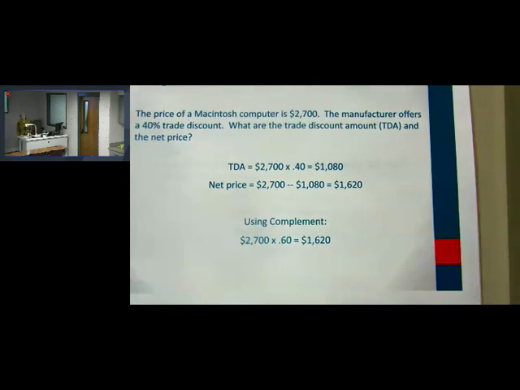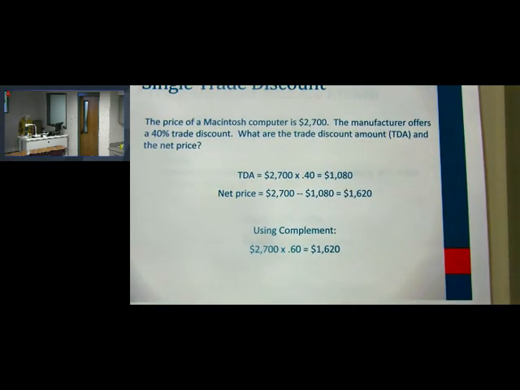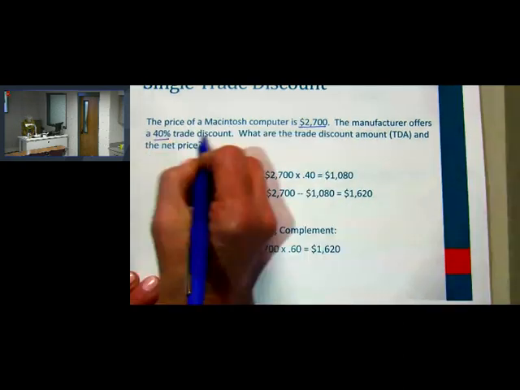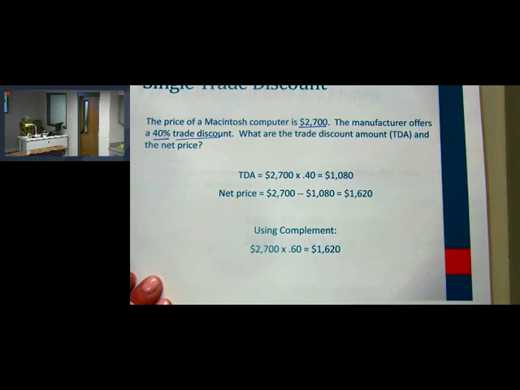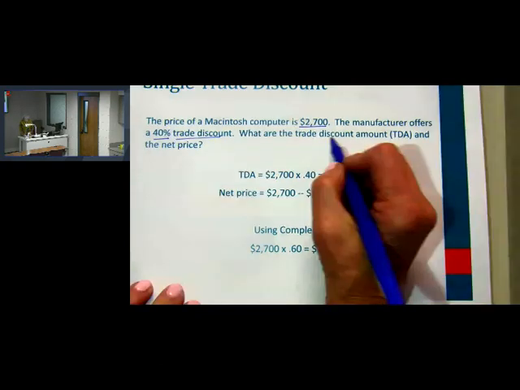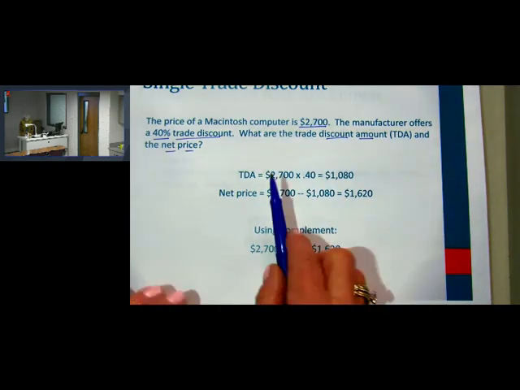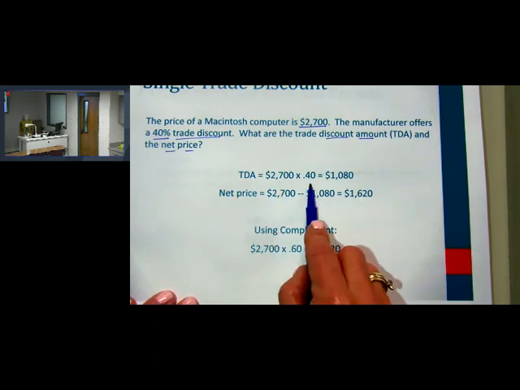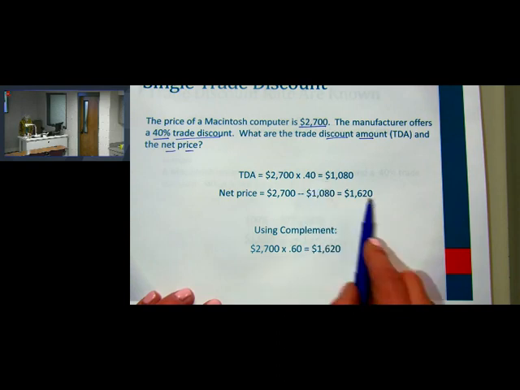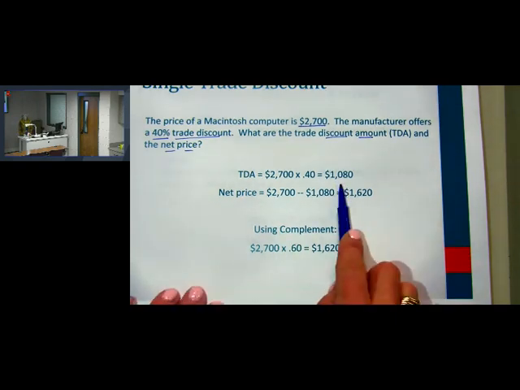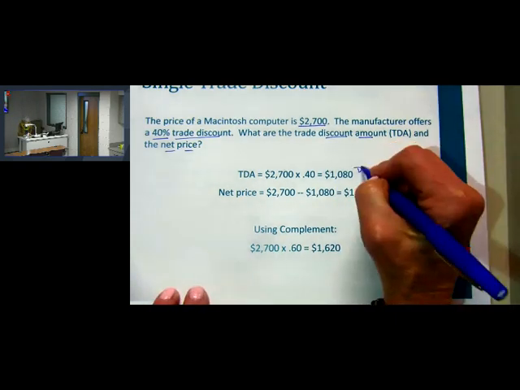So once again, here's the same thing. This is an example of what I just talked about. Again, we have this list computer. The computer is $2,700. They're offering a 40% trade discount. And we want to know two things. We want to know what the discount amount is, and we want to know what the net price is. The simple part, again, take your list, which is $2,700, times your discount rate of 0.40, multiply them together, and we know that the trade discount is 1,080. So again, this is the discount.